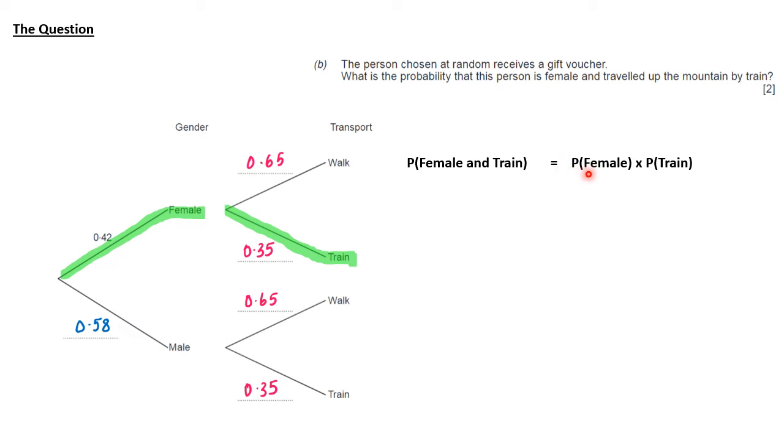I know that means I need to do the probability they're female times the probability they took the train. So probability of 0.42 times the probability of 0.35, and I would strongly recommend popping that in your calculator, so it's calculator paper, 0.147. And that's it.